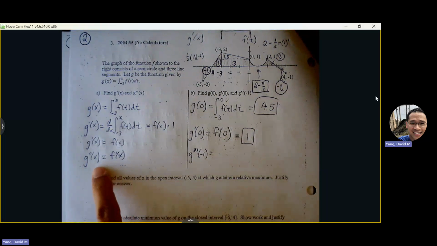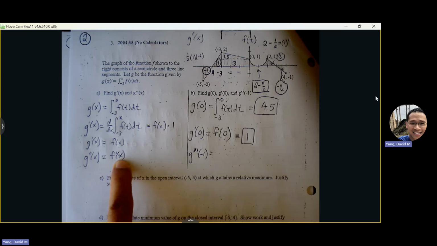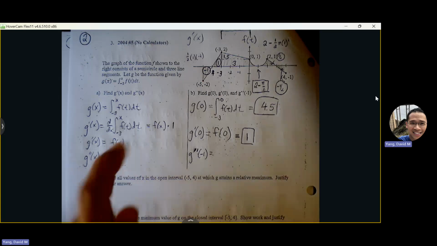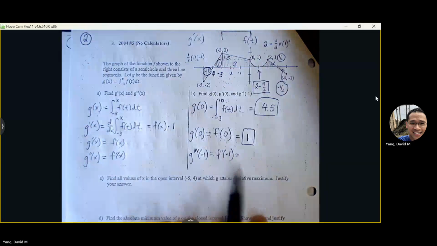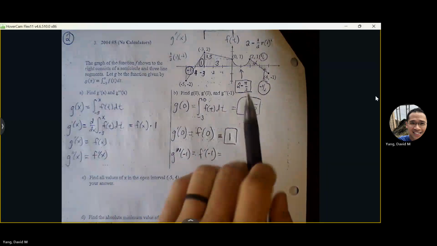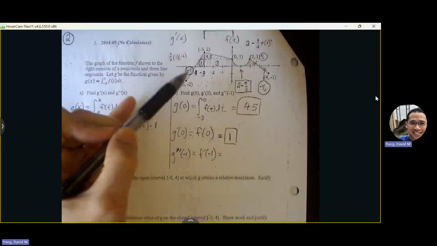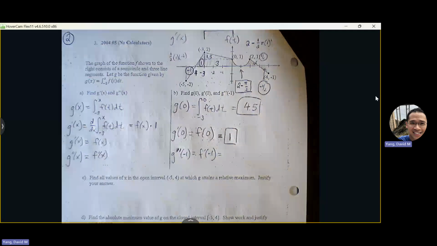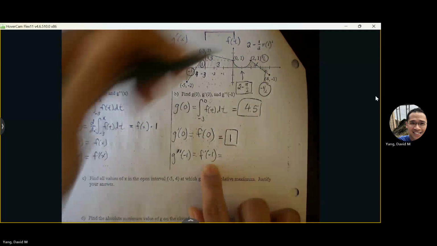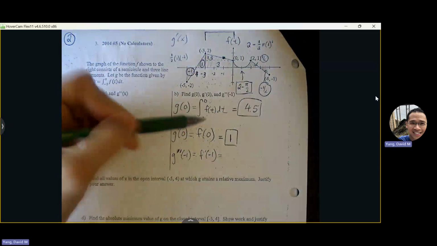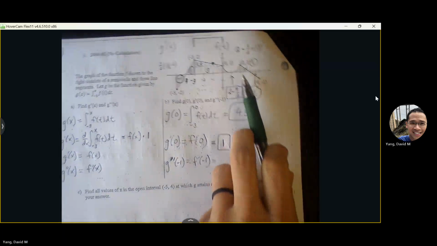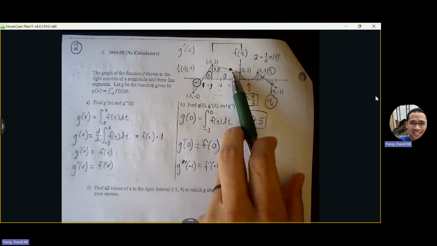G prime of -1. The definition here is f prime of x. So G prime of -1 will be f prime of -1. So what's f prime of -1 asking for? Well, first off, f of -1 is over here. What is it asking for? F prime of -1. Asking for the what at this point?